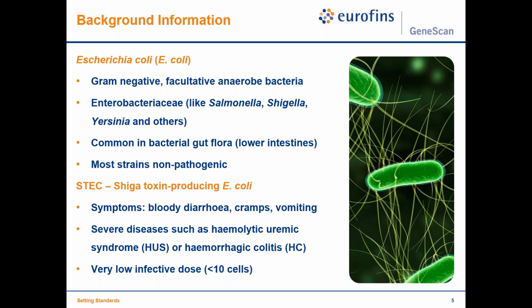These pathogenic ones are the STEC, or the shiga-toxin producing E. coli. They can lead to bloody diarrhea, cramps, vomiting, typical symptoms, but also quite severe diseases such as the Haemolytic Uremic Syndrome, which I'm sure most of you have heard of and are familiar with, which is a very severe and in many cases lethal disease. Another aspect is the very low infectious dose of these bacteria. So we really want to make sure that you don't have them in your products.